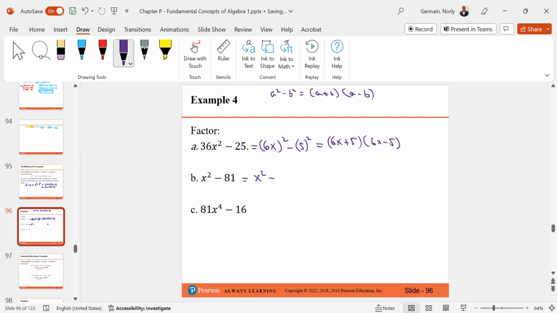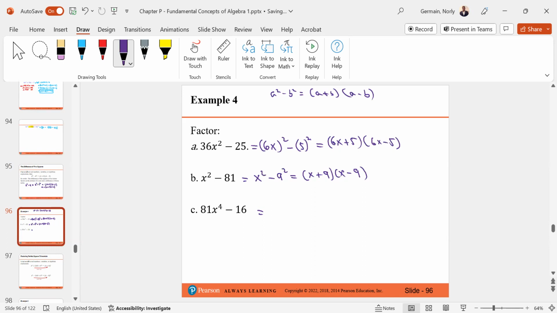Over there, we already have x squared. Can 81 be written as a perfect square? Yes, it can be written as 9 to the power 2. So it's x plus 9 and x minus 9. Remember, you could put the negative first, no problem. You could do that. We said also you could do 81. Yeah, this one is a little bit tricky, all right?